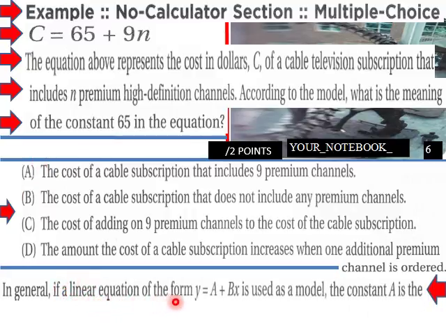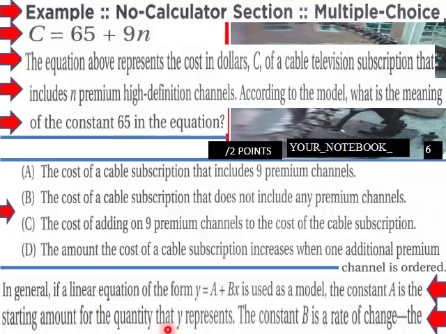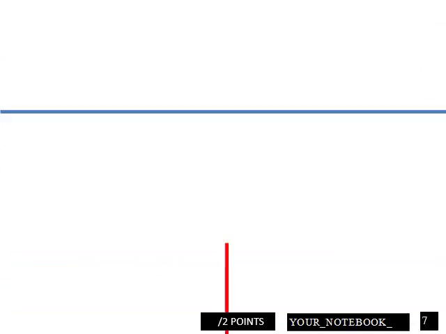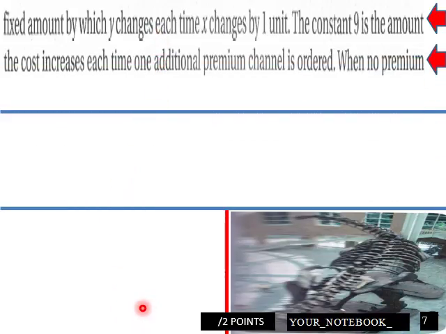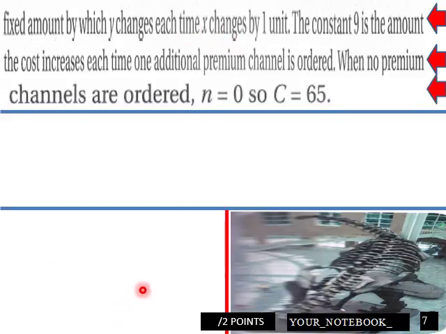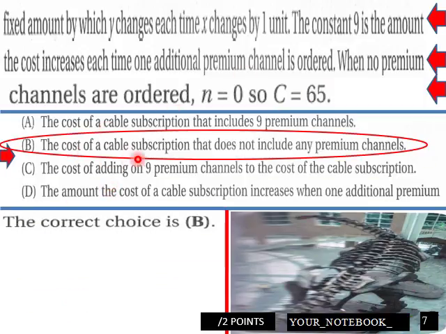In general, if a linear equation of the form y equals a plus bx is used as a model, constant a is the starting amount for the quantity that y represents, and the constant b is the rate of change, the fixed amount by which y changes each time x changes by 1 unit, or slope. So in this instance, the constant 65 is the amount the cost is when no premium channels are ordered, so C would equal 65 when no premiums are ordered. So the cost of the subscription does not include any premium channels. Correct choice is B.